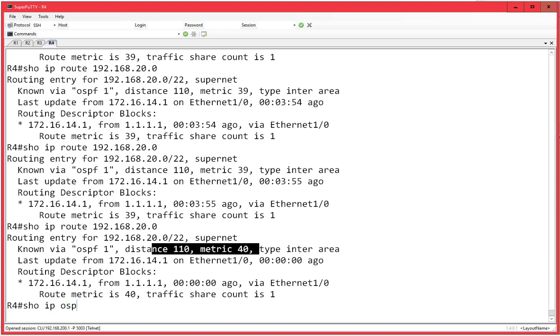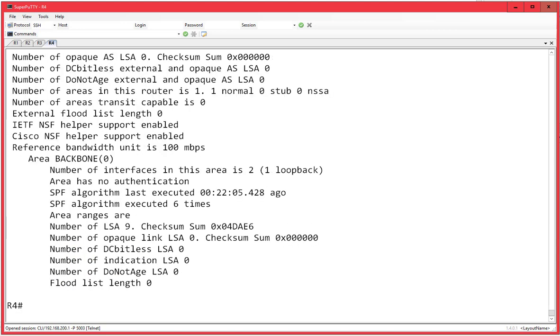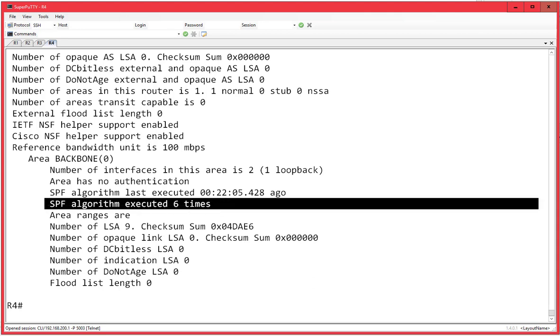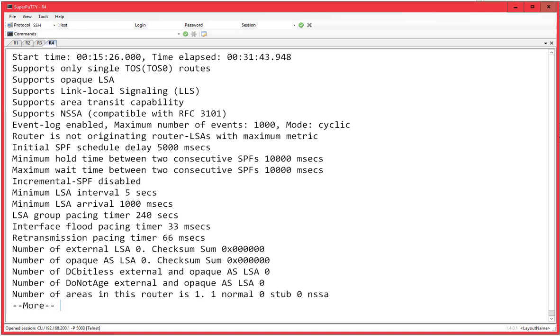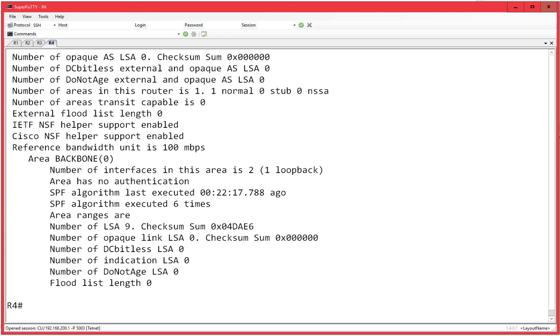Show IP OSPF, did that result in a SPF algorithm execution? And the answer is no. The route didn't change, just the way the route looked or the cost of the route changed, but it didn't force us to run a recalculation in the area. Okay?